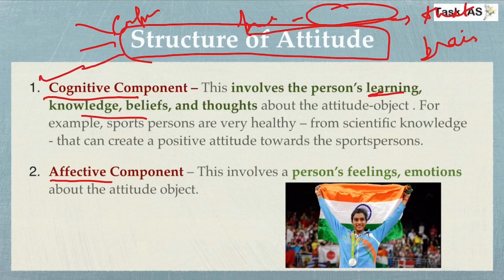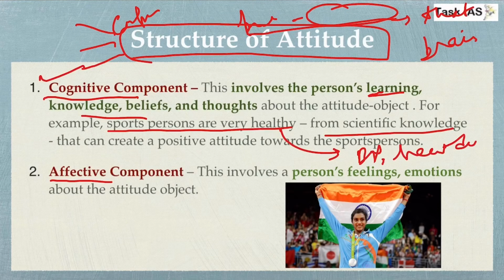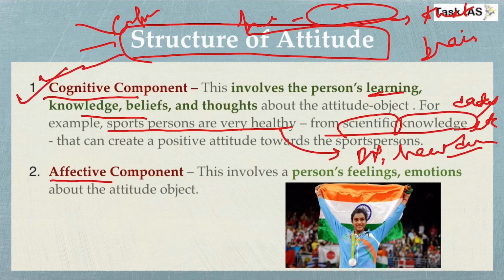For example, if someone knows from various data and research papers that sports persons are very healthy, that they have no issue of blood pressure or heart disease, etc., that they are very fine, you can say this from his scientific knowledge, data or research papers. So this is the cognitive part because he has utilized his knowledge here.